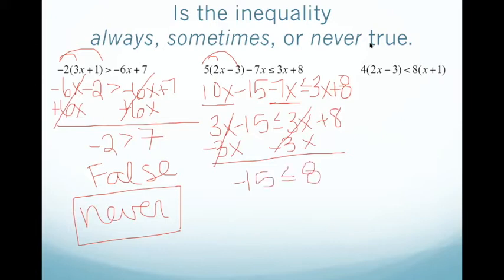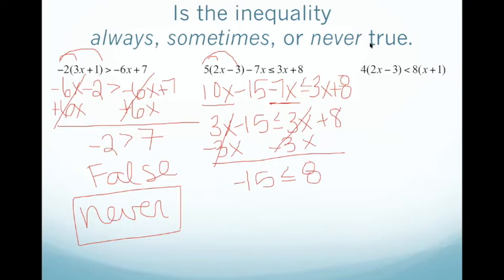Now, how come I didn't have to switch the inequality sign when I took away the 3x? Well, that was subtraction. The reason we switch an inequality statement is for multiplication and division. So subtraction, I don't need to switch the sign, only for multiplication and division. So for this one, we have negative 15 is less than or equal to 8.